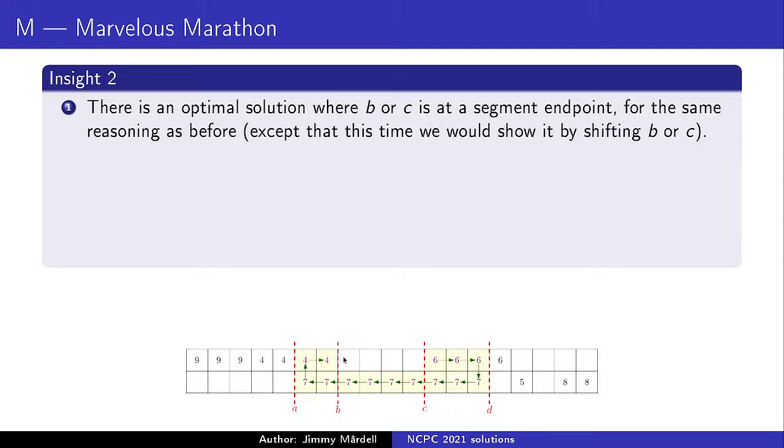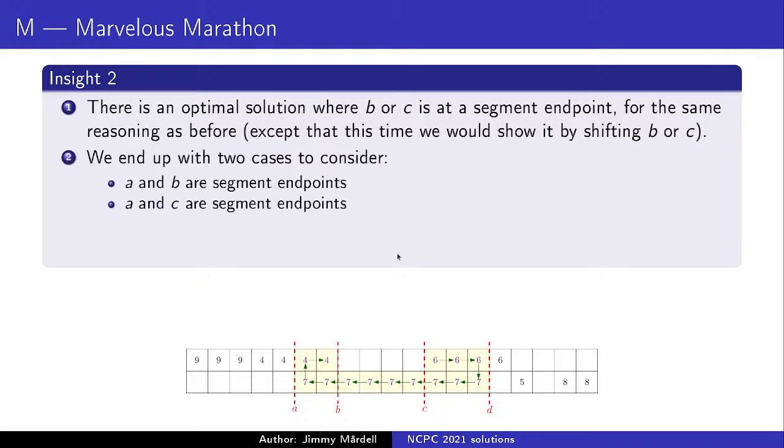For the same reason as before, we could move them left or right in tandem, and the score would increase or decrease linearly until one of them hits an endpoint. So we can assume that B or C is at an endpoint. So now we have two cases to consider: either A and B are both at segment endpoints, or A and C are both at segment endpoints. These are again two cases that our solutions have to deal with in the code.